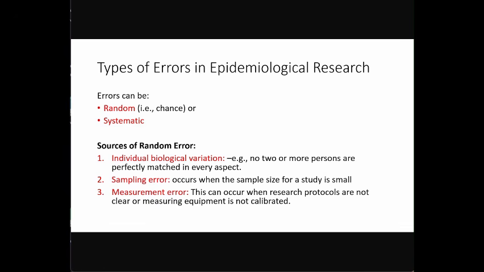So all errors have been grouped into two: random error or systematic error. Random error is the error that occurs by chance and it's not as dangerous. It can occur by chance.